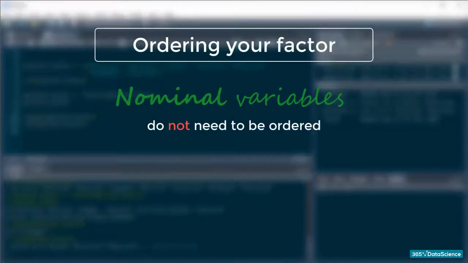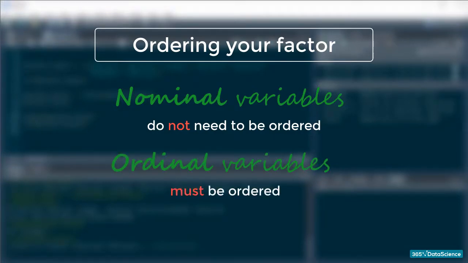Alright, the lack of order might work for a variable like this one, a nominal variable, but it will most definitely not suffice for an ordinal variable where there is actually some inherent order to the levels, and that order is paramount for analysis and interpretation.